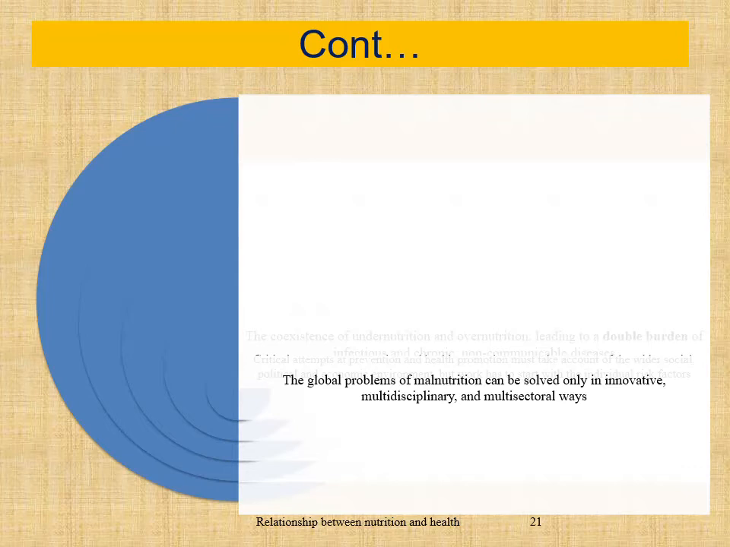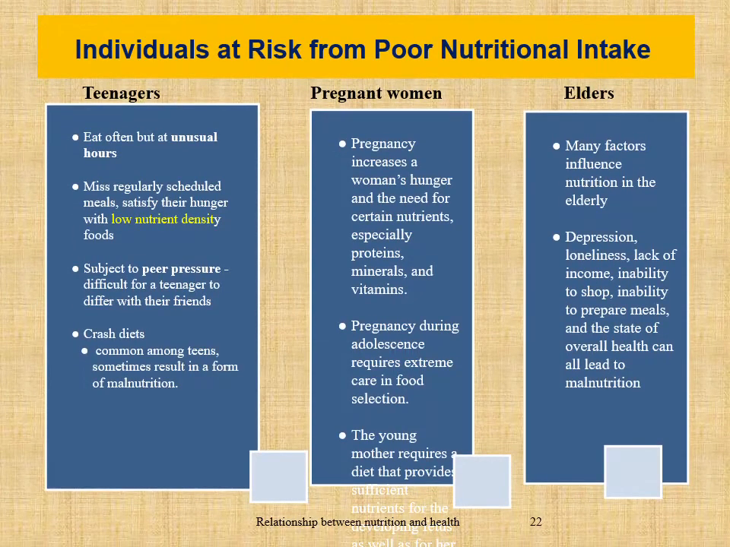Critical attempts at prevention and health promotion must take account of the wider social, political, and economic environment, but work has to start with the individual risk factor. The global problems of malnutrition can be solved only in innovative, multidisciplinary and multisectoral ways. Individuals at risk from poor nutritional intake are teenagers, pregnant women, and elders.